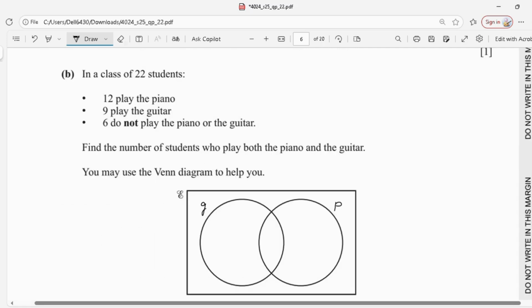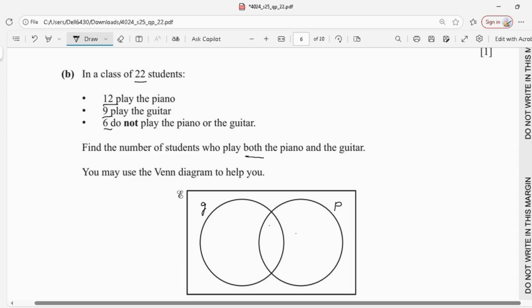Now part B. In a class of 22 students, 12 play piano, 9 play guitar, 6 don't play the piano or the guitar. Find the number of students who play both the piano and the guitar. We may use a Venn diagram. So this is a Venn diagram. The total number of students is 22, so this rectangle shows the total number, that is 22. Let's say this circle shows the people who are playing guitar, and this circle is representing the people who are playing piano. But we have to find the number of students who play both.